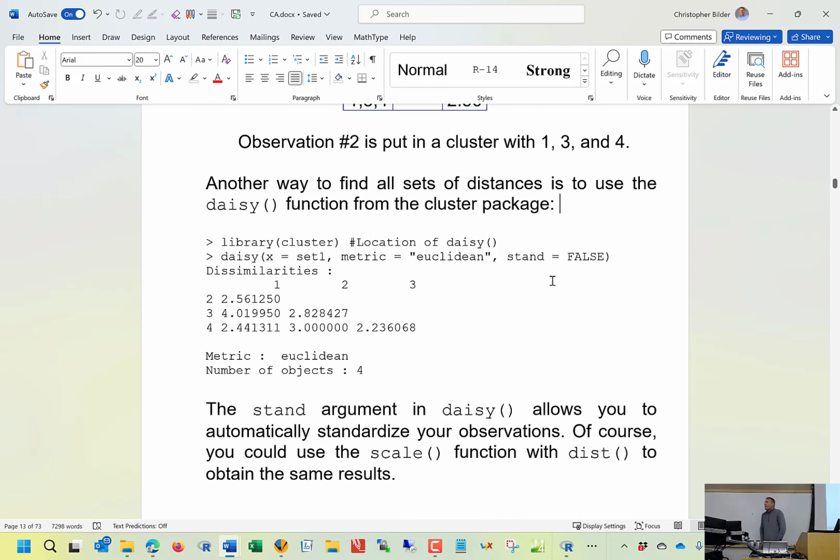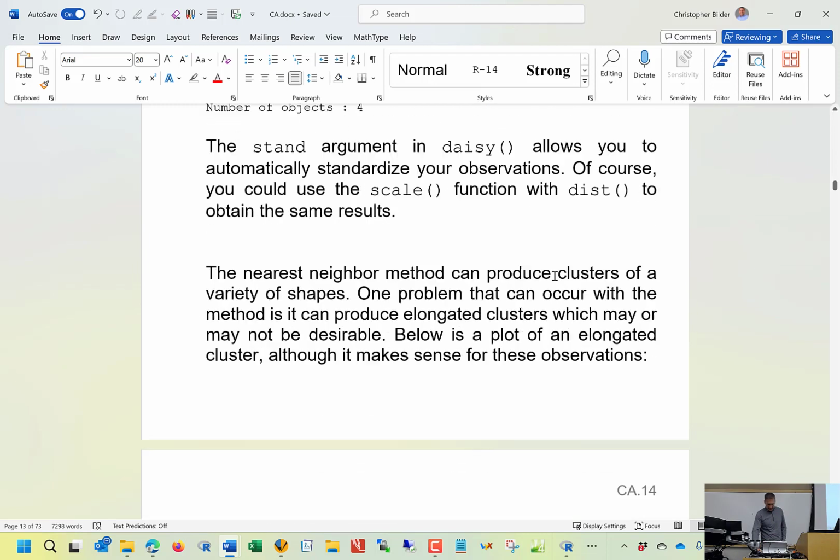Now, there is another way that you can find these distances. The function that I just showed you, the dist function, is inside the stats package. There's also a package called cluster, and sometimes people will use this. There's a function called daisy that will find those distances as well.